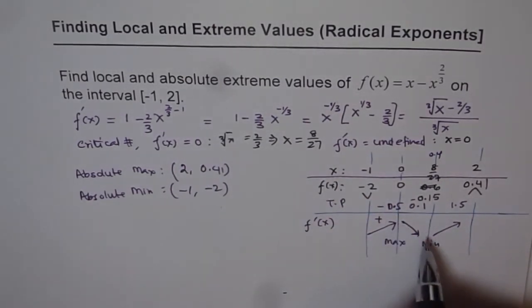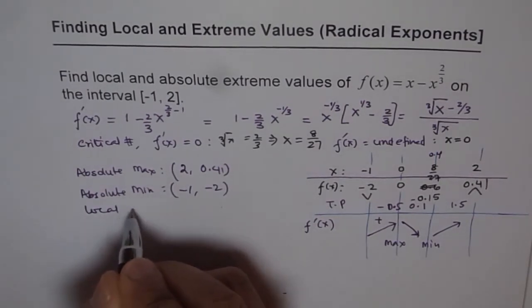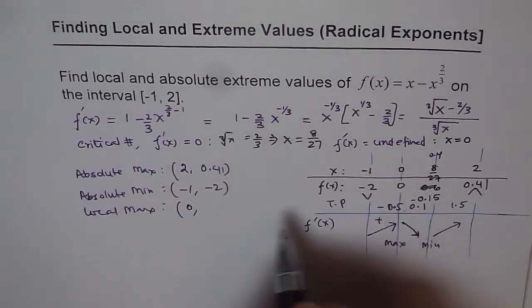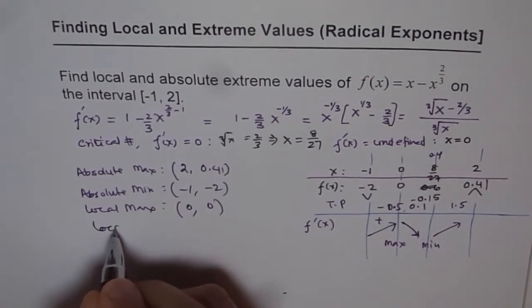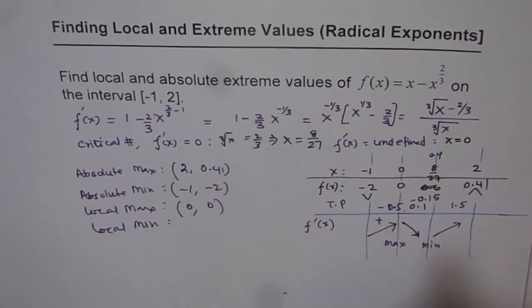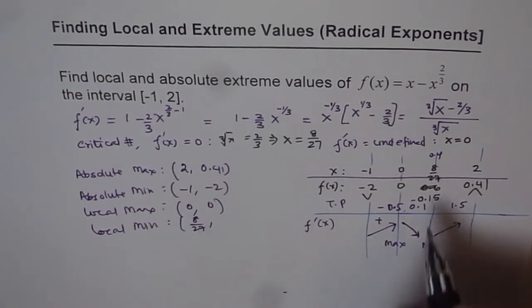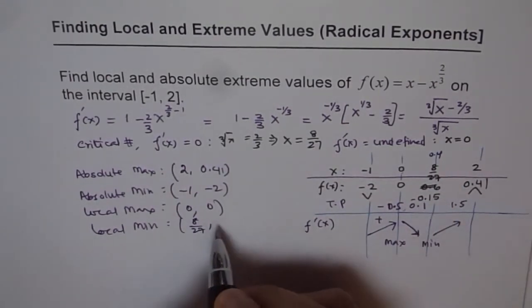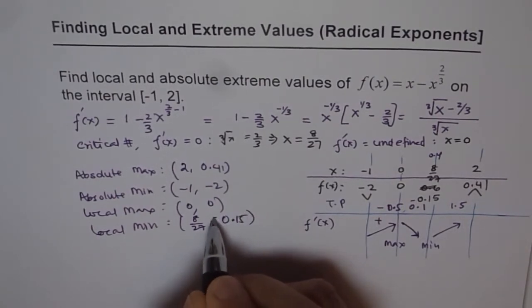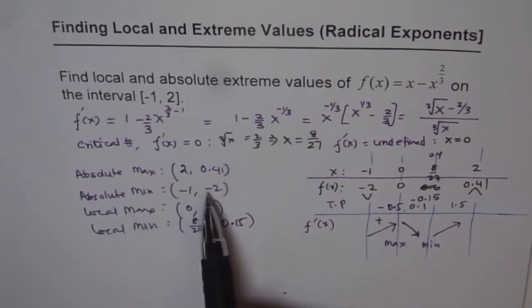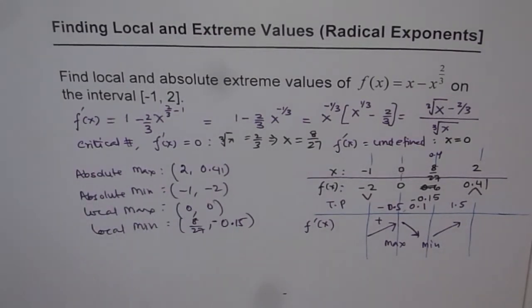And then we have a local maximum and a local minimum also. The local maximum is at x equals 0, and the value is 0. And the local minimum is at x equals 8 over 27, and the value is approximately minus 0.15. So in this case there are 4 critical points, and at all 4 points we have something or the other: an absolute maximum, an absolute minimum, a local maximum and a local minimum, right?